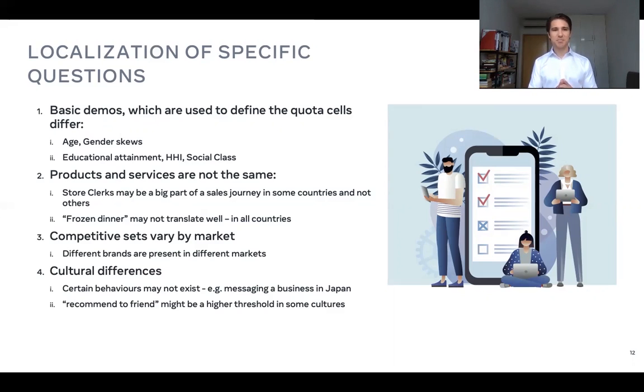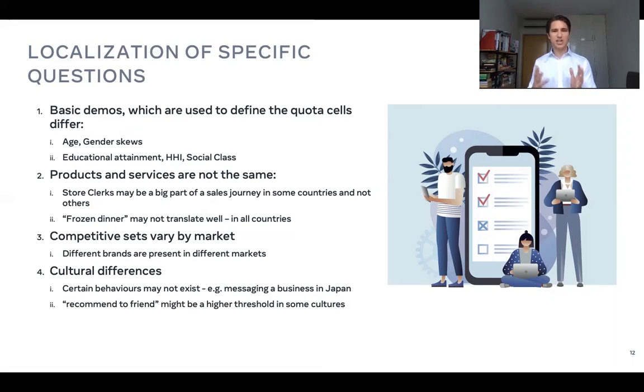Firstly, that basic demographics used to define quota cells differ. So age, gender skews, for example, in Japan and Western Europe, we have slightly older audiences. We need to be aware of that. In India, for example, when we look at internet population, there is an extreme skew to the younger audience. There's also gender skews. Most places that's 50-50, but in India, again, it's more of a male-dominated internet population.